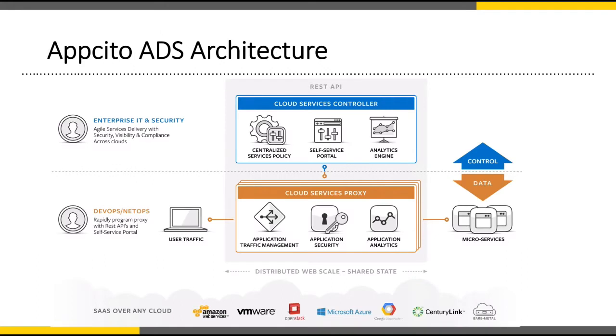A brief overview of the architecture itself. This is a software-defined architecture. At its basic elements, it comprises of a cloud services controller and a cloud services proxy. The controller is where the enterprise infrastructure teams or the application owners themselves can centrally provision policy. They can enable a self-service portal. They can also get access to a dashboard with the analytics on application performance and behavior. And this also becomes the management construct.